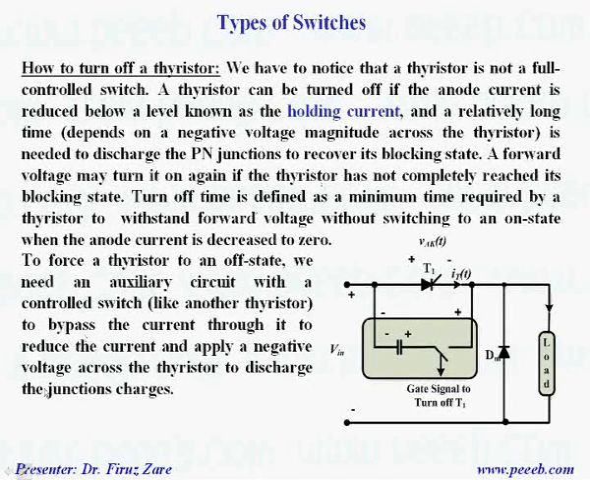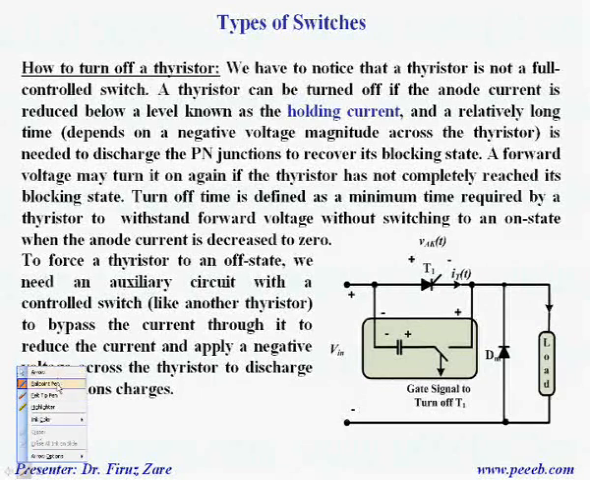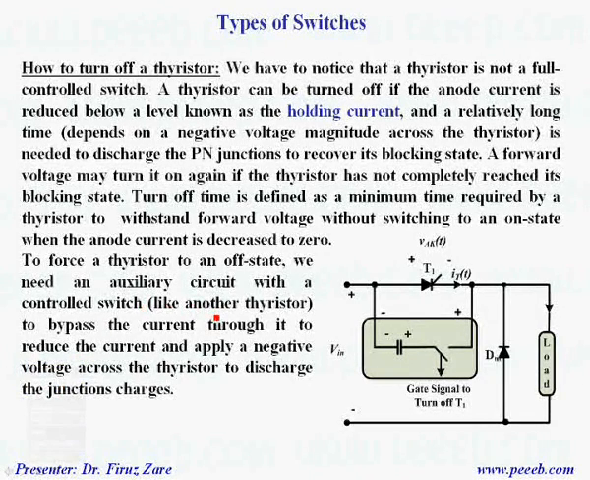How to turn off a thyristor? Basically, to turn off a thyristor, we have to notice that the thyristor is not a fully controlled switch. That means we can turn on a thyristor by applying a gate signal, but we cannot turn off a thyristor by removing the gate signal. So there are two methods to turn off a thyristor. One is using an auxiliary device, an auxiliary circuit. That means, for example, providing negative voltage across the thyristor and also bypassing the current through this auxiliary circuit.